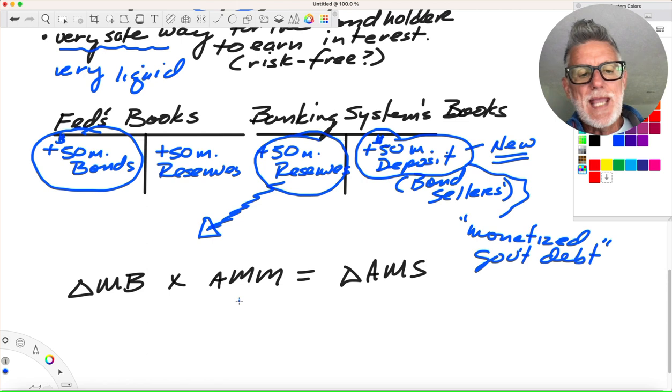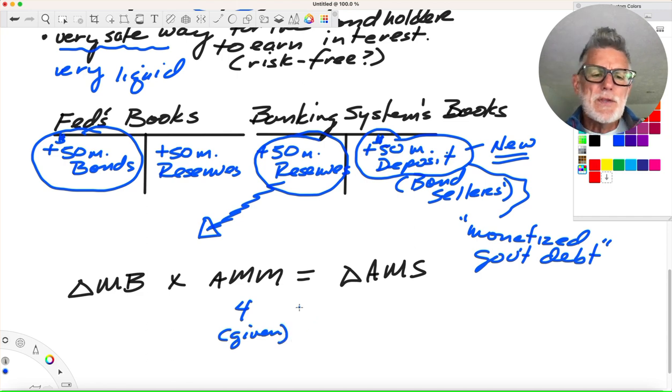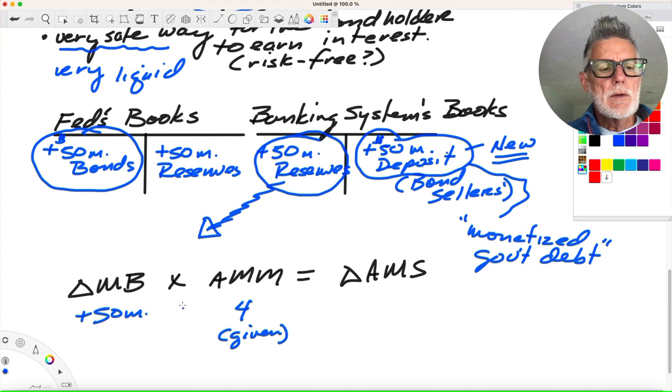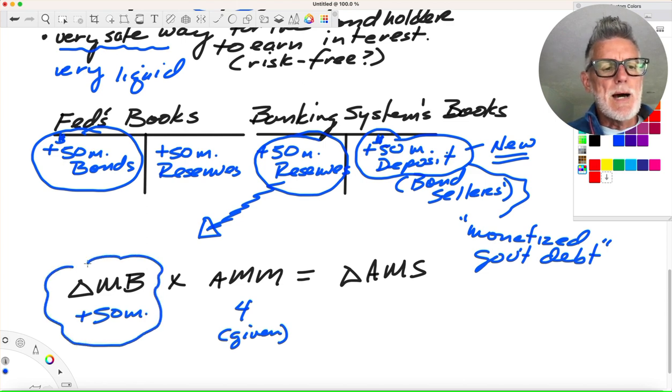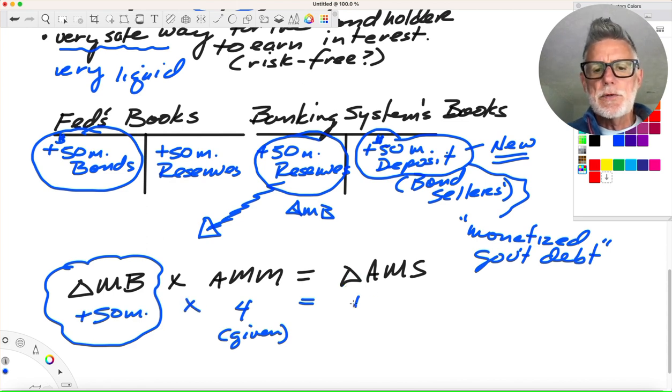So let's just suppose that the actual money multiplier is 4. That's just given. We're just giving you that data. And that's what the current multiplier is near. Current data shows since 2009, the actual money multiplier has averaged around 4 for M2. So if the Fed increases the monetary base by 50 million, this is the change in the monetary base, then this could increase the actual money supply, if things stay in the same kinds of patterns, by $200 million.